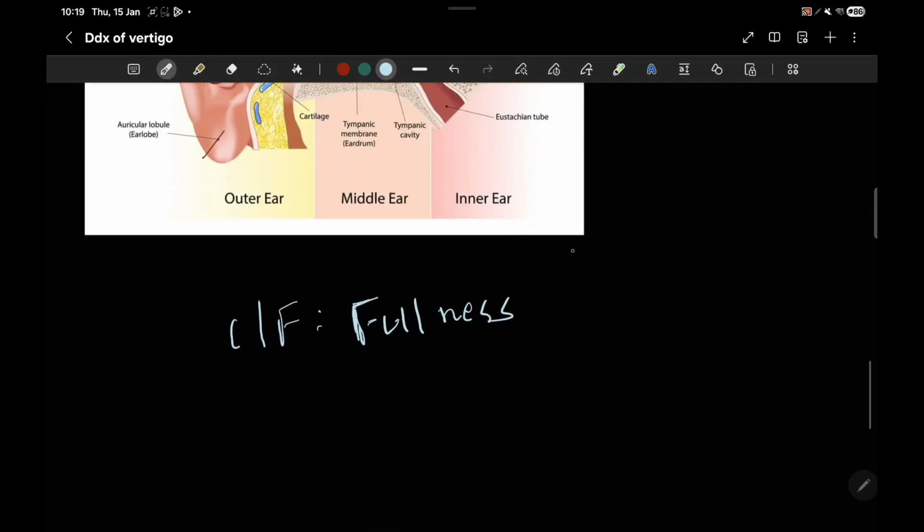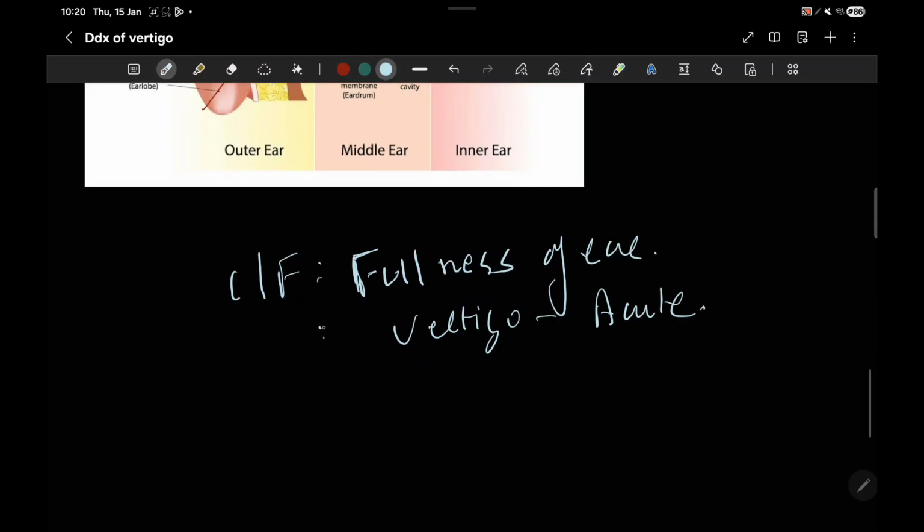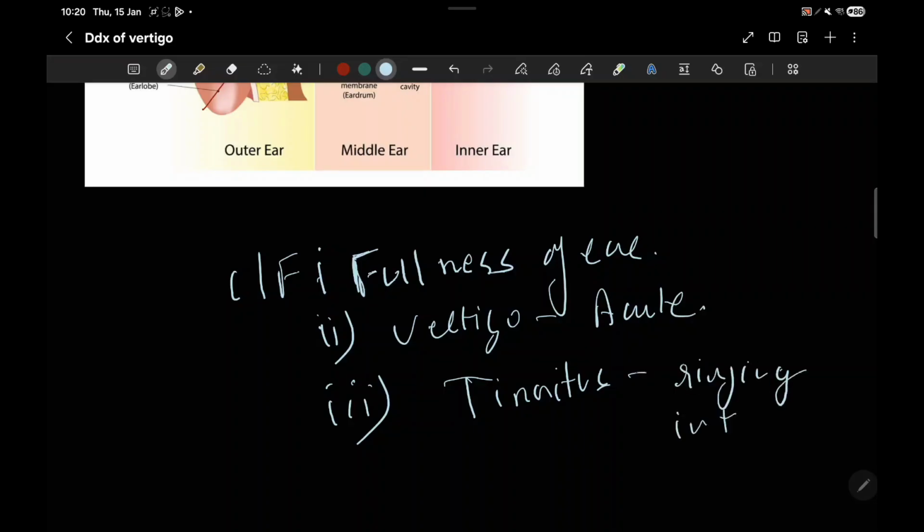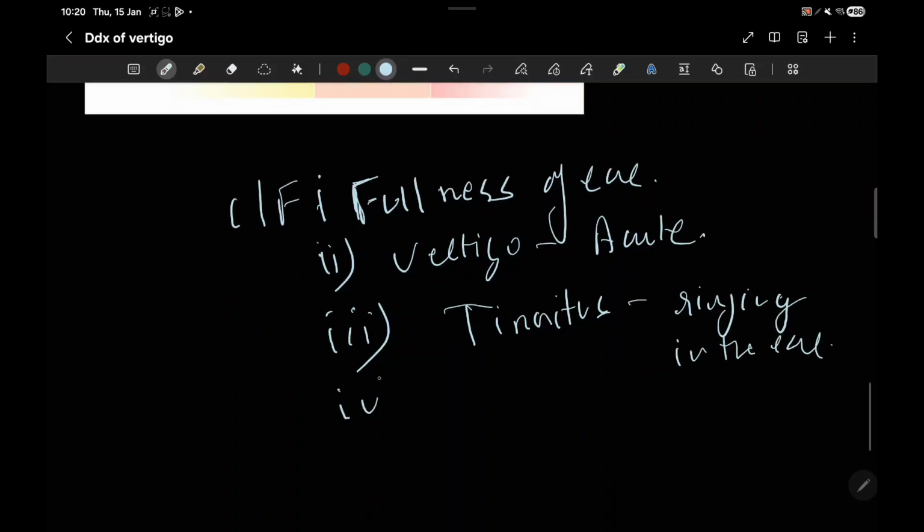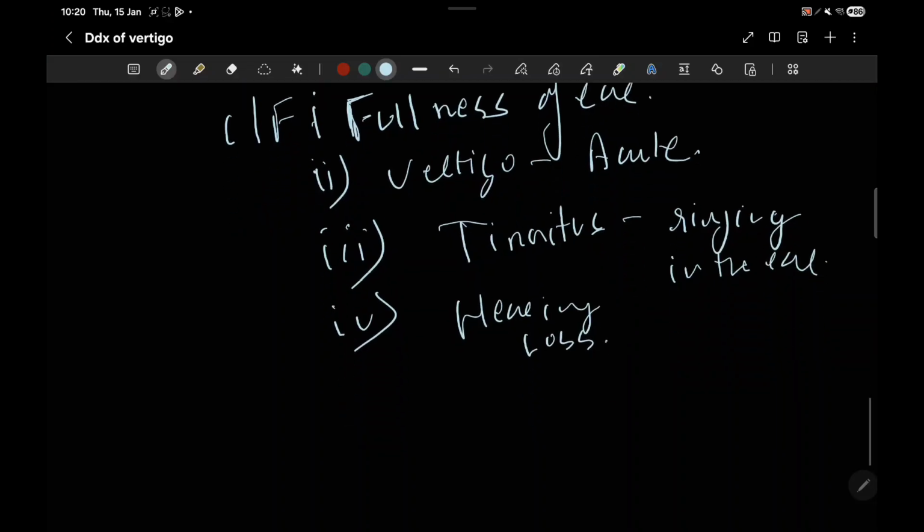So you hear patients saying fullness of the ear, and there'll be vertigo, like we discussed, but it's acute, sudden in onset. You hear patients saying they have tinnitus. What is tinnitus? Tinnitus is the sensation of ringing. Patients say they hear ringing in their ears. Also importantly, patients will have gradual hearing loss. So this is about Meniere's disease.